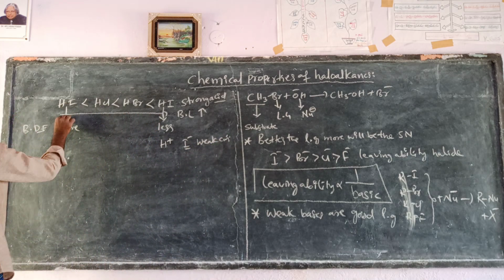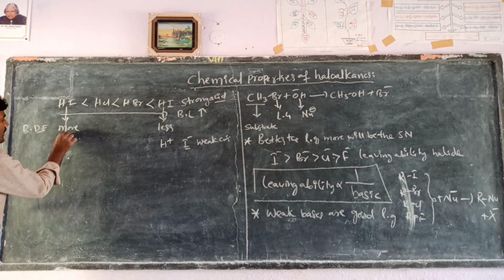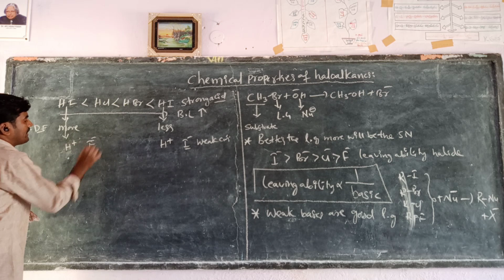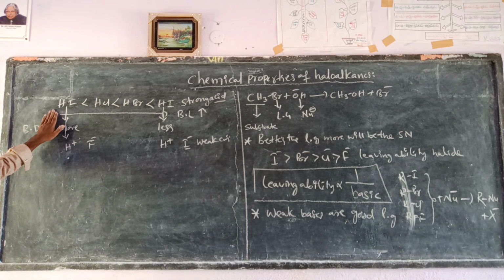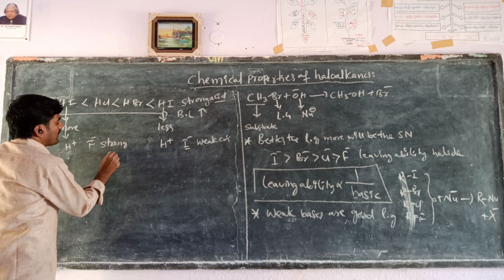But if you have hydrogen fluoride, due to the highest bond dissociation enthalpy, it would not give protons easily. It requires more energy to get H plus and F minus. It also produces H plus ion, but it requires more energy to break the bond between hydrogen and fluorine. That's why these are weak acids. So a weak acid produces the strongest conjugate base. Now F minus is a strong conjugate base.